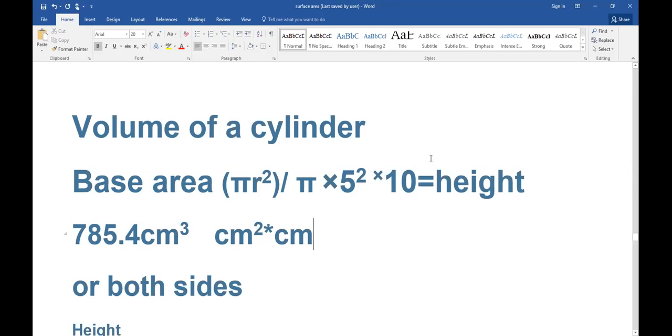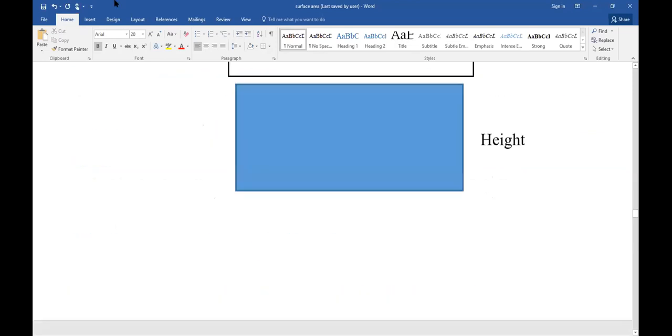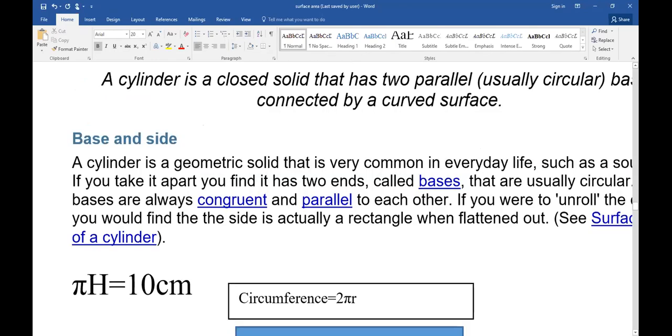To find the volume of a cylinder, we say base area times the height, which is pi r squared h. That is the final formula for finding the volume of a cylinder.